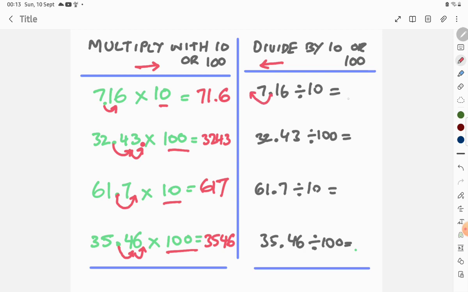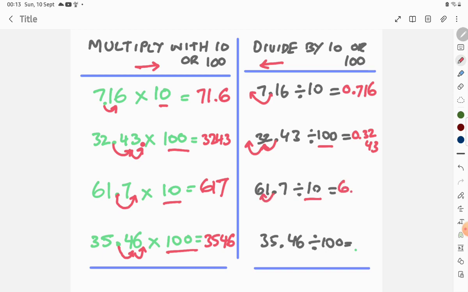Then what's the number going to become? It's going to become 0.716. Similarly, in this question, we are dividing by 100. 32.43 is being divided by 100, so that means two jumps. 100 has two zeros, so two jumps. So this is 0.3243. And 61.7 divided by 10 is going to be one jump.